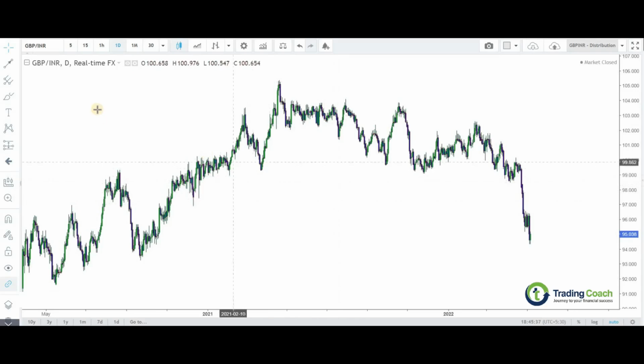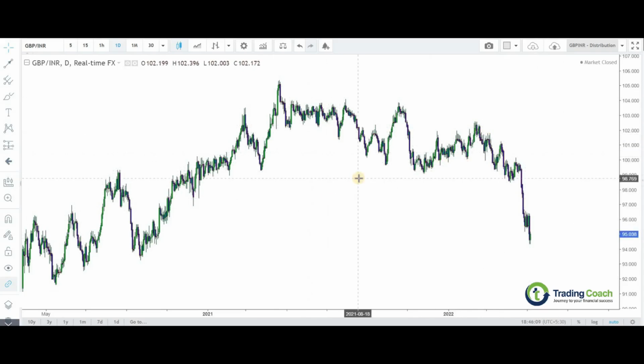So right now I'm looking at GBP INR on the 1 day time frame. This is a currency chart. If you look at the price action over here, we can see a nice sell-off in the currency prices. The prices are falling all the way from 102 to somewhere around 95. The precursor of this sell-off is the distribution phase.